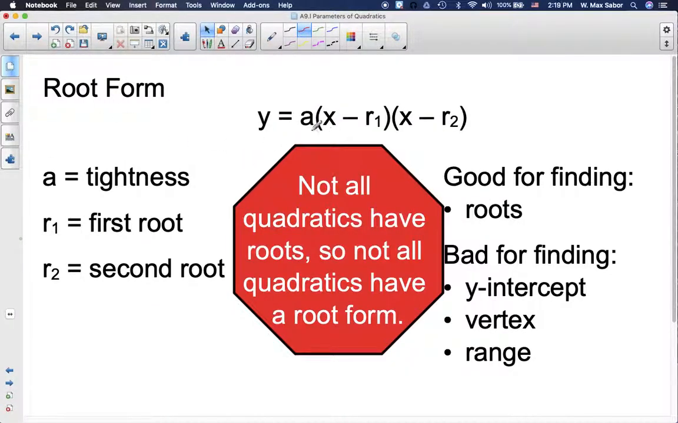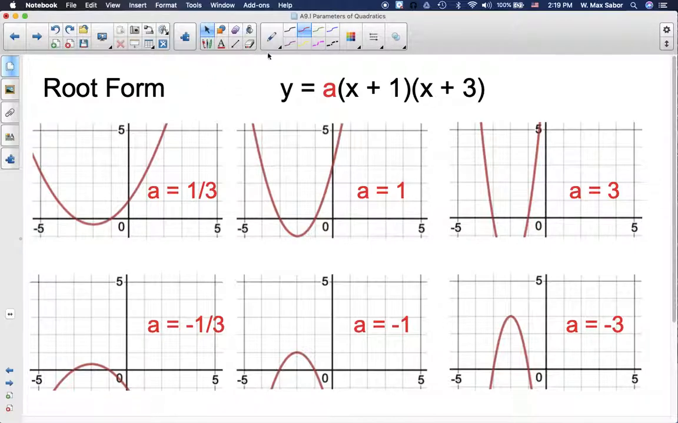Root form. You still see tightness again, the first root and the second root. So here, what you're seeing is I've fixed the roots in all of them to be negative 1 and negative 3, negative 1, negative 3, negative 1, negative 3. You'll see that they all have those same roots. What's changing is that tightness. So the way that looks is the width of this changes throughout. So that's how the tightness looks when the roots are what's staying the same.